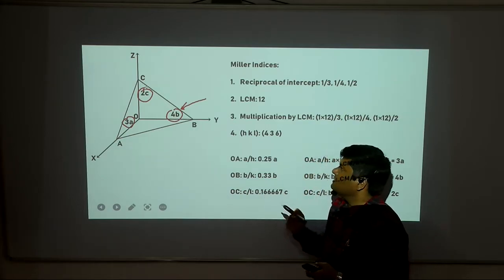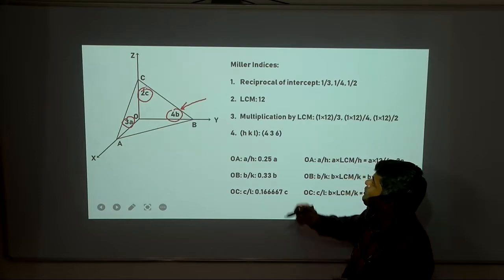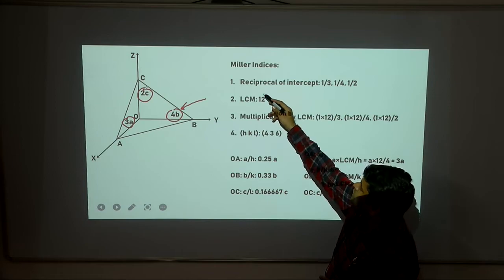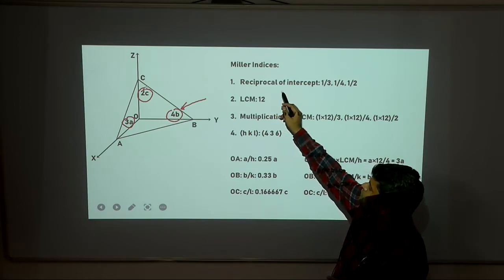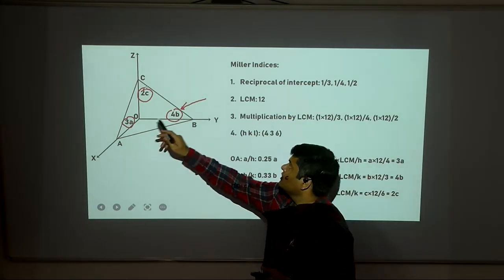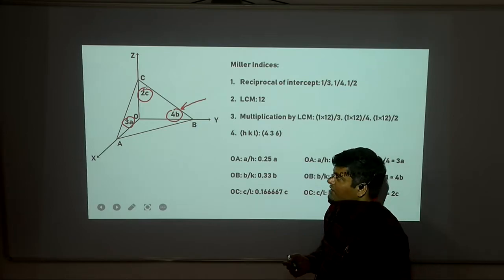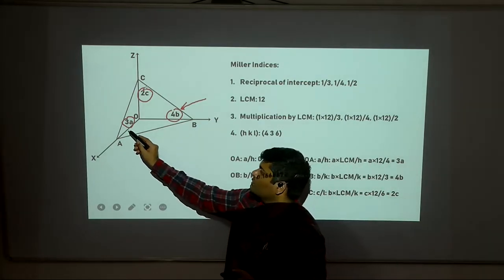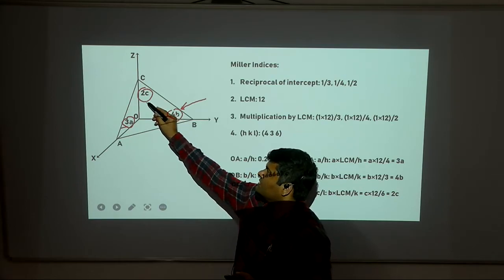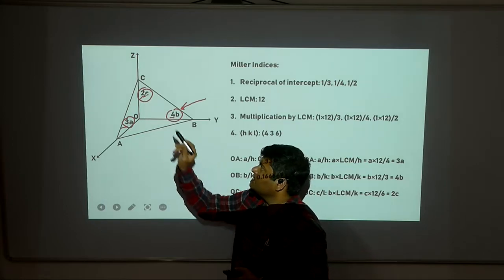Okay, so that's our ultimate goal to understand. First of all, we will find out the Miller indices for this plane. The first step for finding the Miller indices is to take the reciprocal of the intercepts, excluding the primitive translation vector. So we just have to consider the coordinates of A, B, C. The coordinate of A is 3, B is 4, and C is 2.